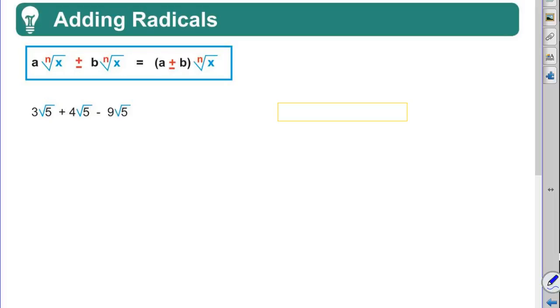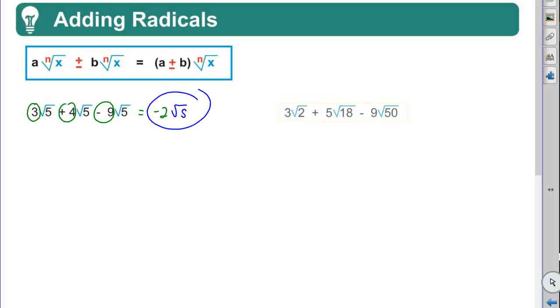All right, so look at this. Let me use my green here. 3 of them plus 4 of them is 7 of them. 7 of them minus 9 of them is a negative 2 of them. And what are they? Square roots of 5. Negative 2 times square root of 5. That's all it is. We're just adding up the coefficients, right? Just like terms.